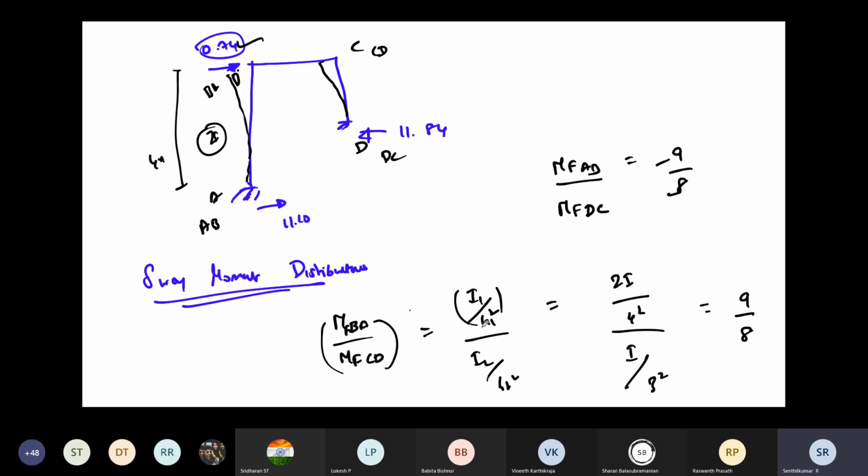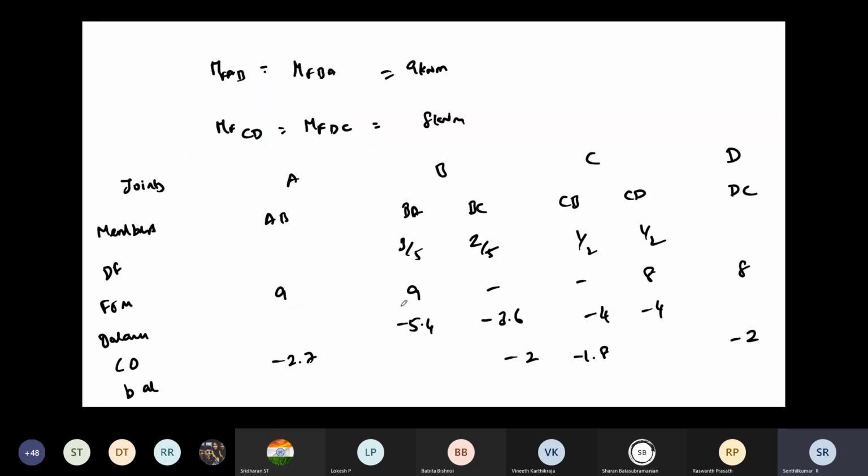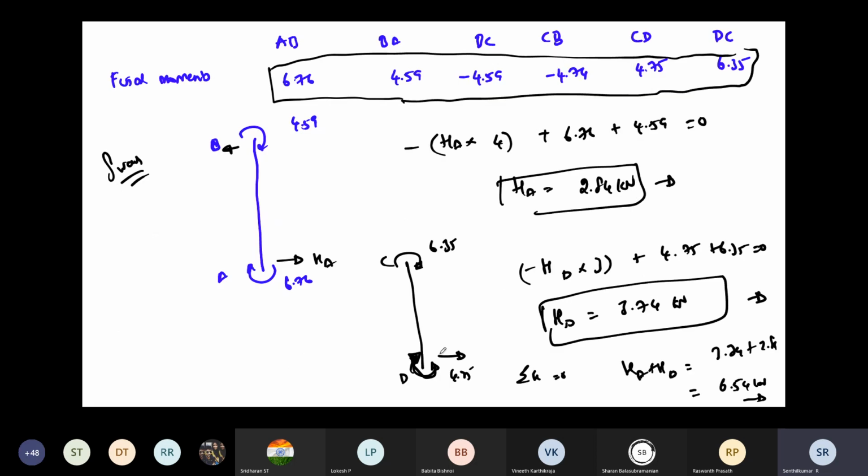That ratio should be 9 by 8. So what we have done is we just assume 9 and 8 directly, and we have done the iteration. Finally, we found what is the moment. Due to the moment, what will develop in the horizontal direction. So that is the horizontal direction. For the horizontal direction, these are the moments.